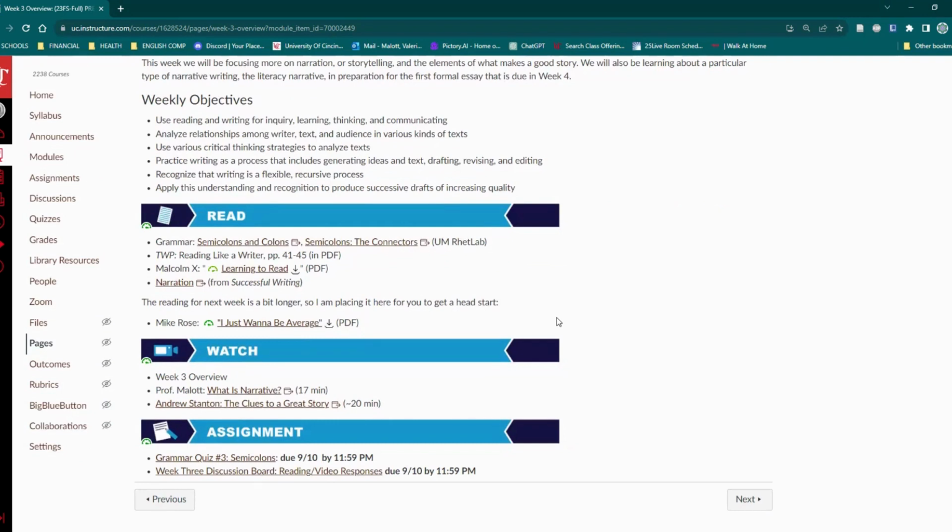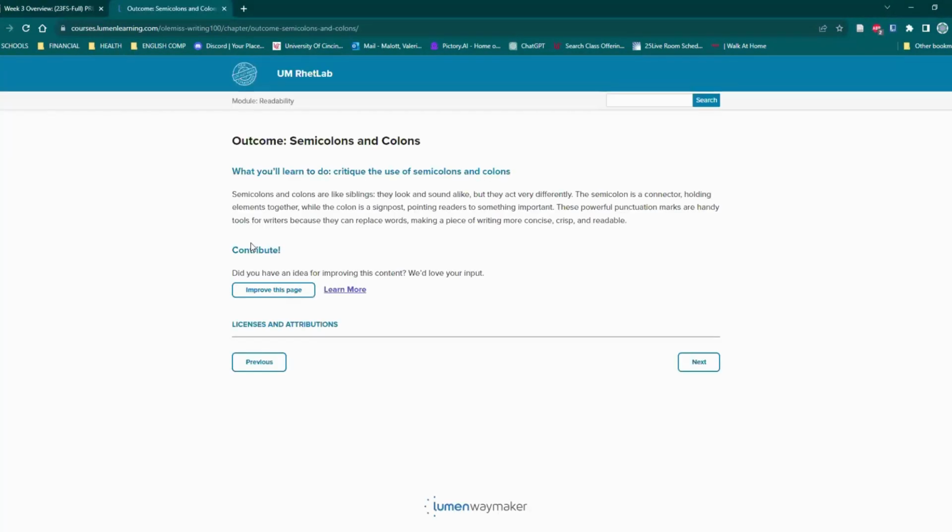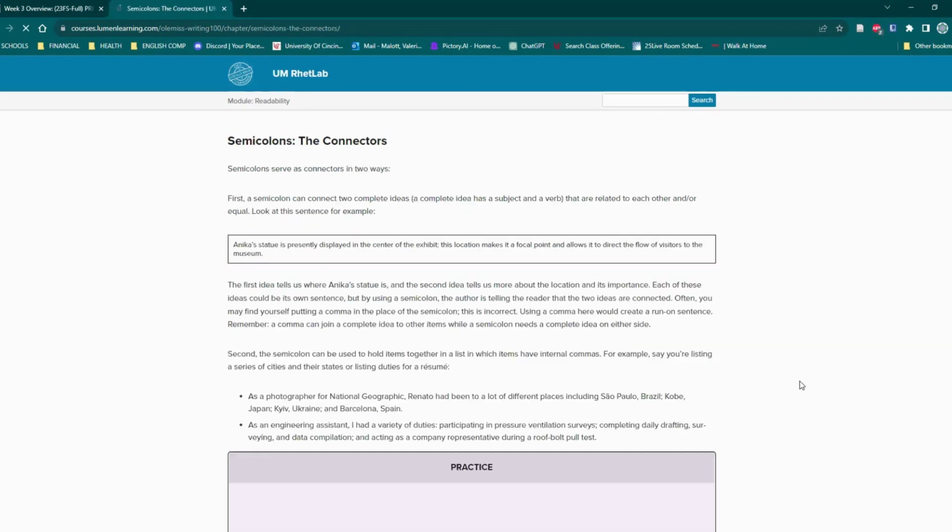So I just want to cover the reading for this week. Yes, you have another grammar quiz. Once in a while, you won't have those quizzes, but this week you still have a grammar quiz. This week we will be focusing on semicolons and colons. So there are 2 readings from the University of Mississippi Rhet Lab on semicolons and colons.